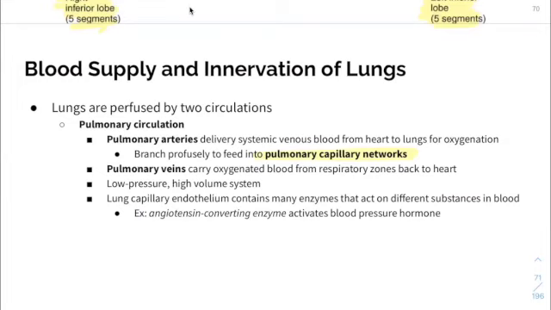And just like any other vein, or actually just pulmonary circulation in general, there's low pressure. It's so close to the heart, but it has a very high volume because all the blood that gets pumped back to the heart is going through the lungs before it goes back out to the body again. So it's got a lot of blood being pumped through it all day long.